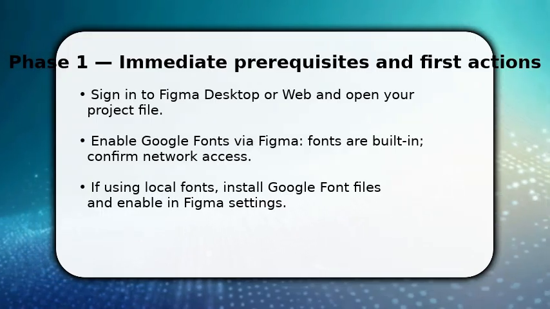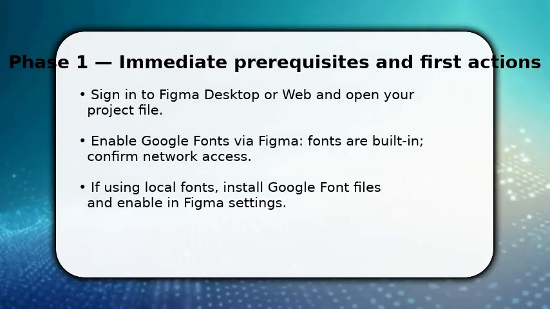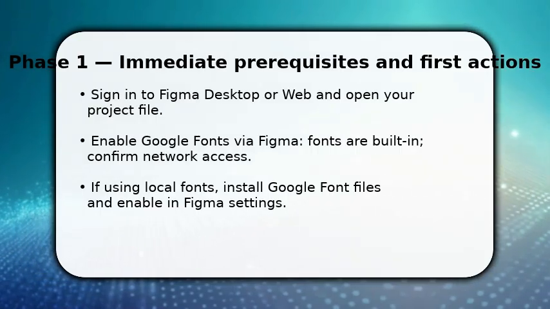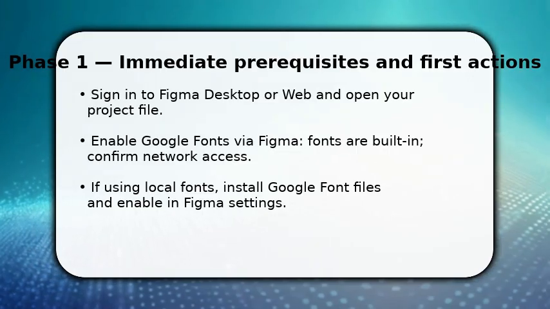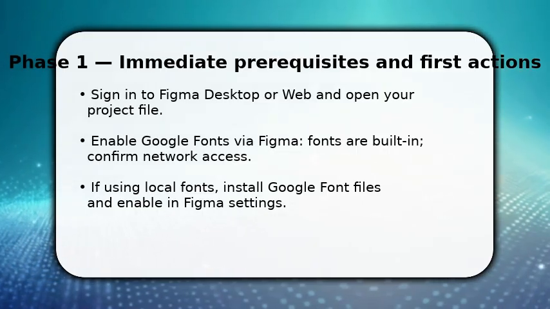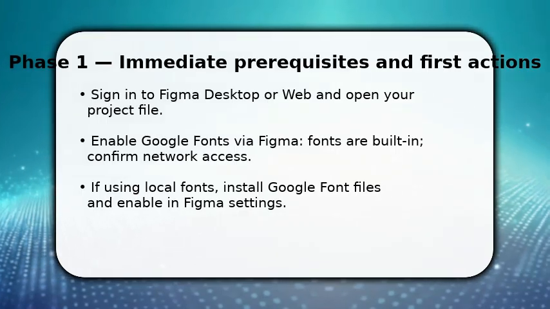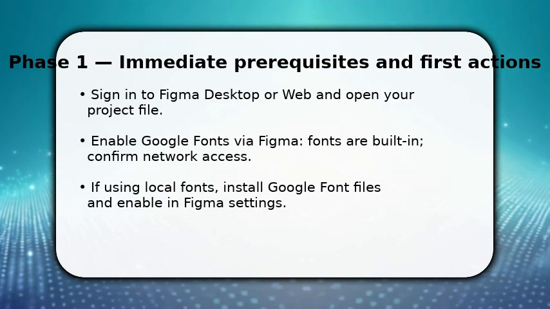If you prefer local files, download the Google font family, install it on your system, and enable local fonts in Figma's font preferences. Once done, you'll have both web-hosted Google fonts and any installed local families available in the font picker. This saves time when styling text.